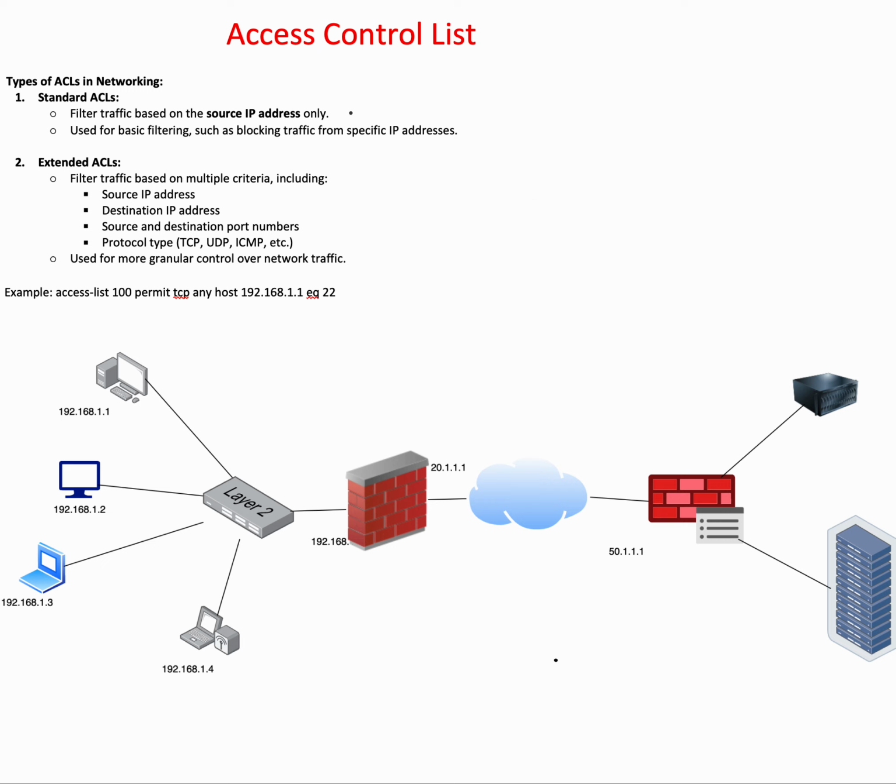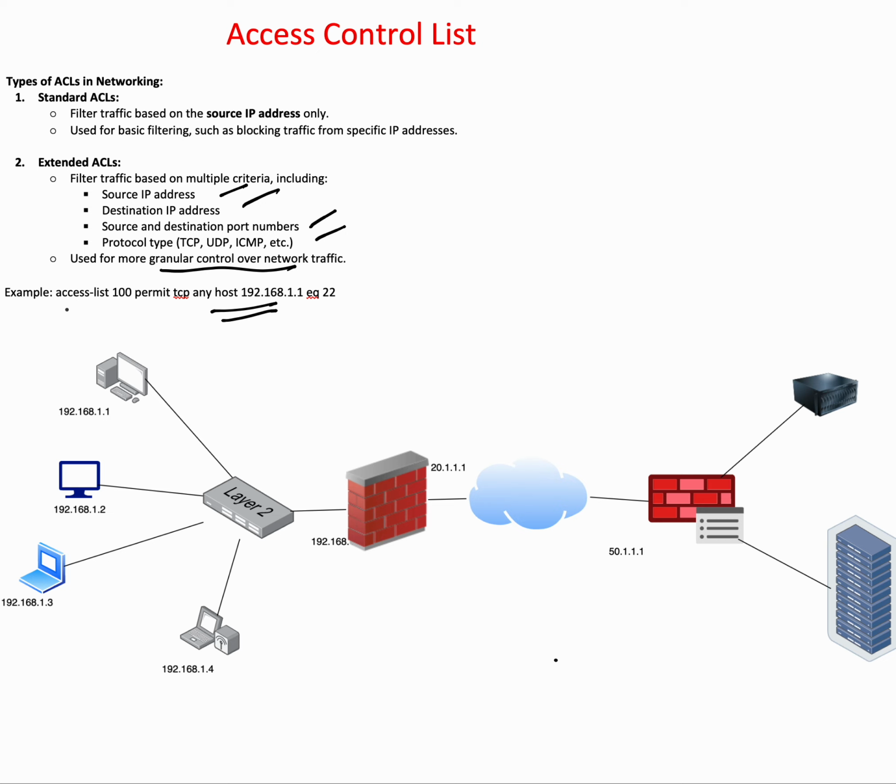So what is extended ACL? Extended ACL basically has filtering based on multiple criteria: source IP address, destination IP address, source and destination port numbers, protocol type. Like I said, it's used for more granular control. So let's discuss this one first, and then I will take you to a very detailed scenario where you'll understand why the extended ACL is better, right?